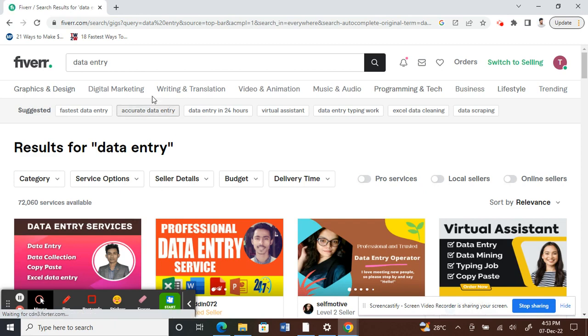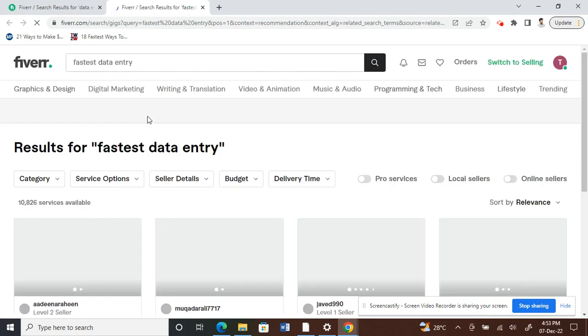All right, so I'll look for some better keywords that I can use while creating my gig, or include in my gig. For example, even Fiverr will suggest some related keywords. When you search for something, it will give you some related niches which you can check out. So we just have to do a bit of research. Let me try this one, fastest data entry. Let me see how that is.